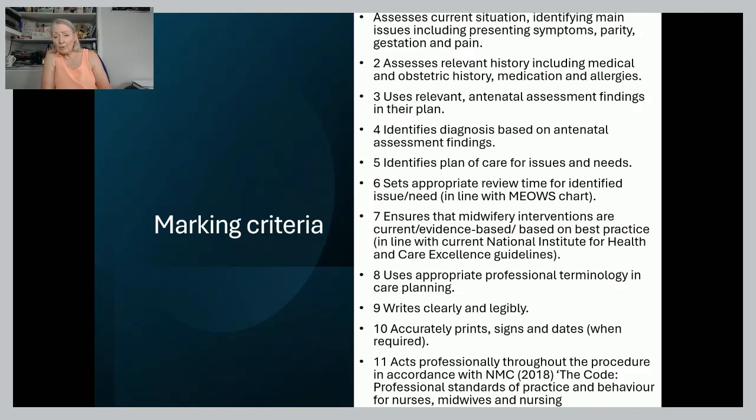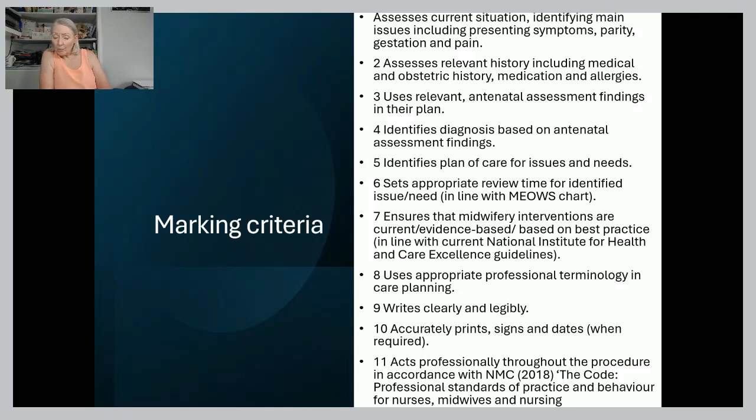Setting an appropriate review time for the doctors to come and see her, and that will be in line with whatever her MEOWS score was on the MEOWS chart. And if you turn the MEOWS chart over, you've got some guidance on the back of that MEOWS chart to actually help you in setting an appropriate review time. And then we need to make sure that what you're suggesting is actually evidence-based and in line with national guidance.